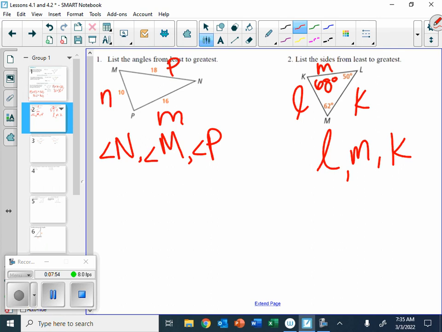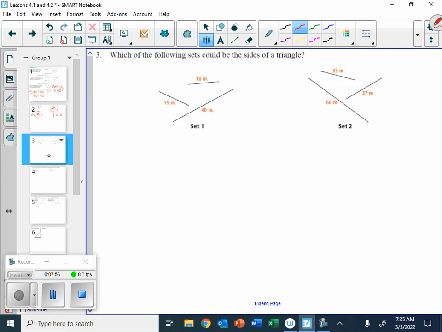Alright, now let's use triangle inequality theorem. Alright, so triangle inequality theorem says take your 2 shorter sides, add them together. If that sum is larger than the largest side, it's a triangle. Okay. So which 2 numbers do I need to add together for this first problem? 19 and 18, good, the 2 shorter sides.